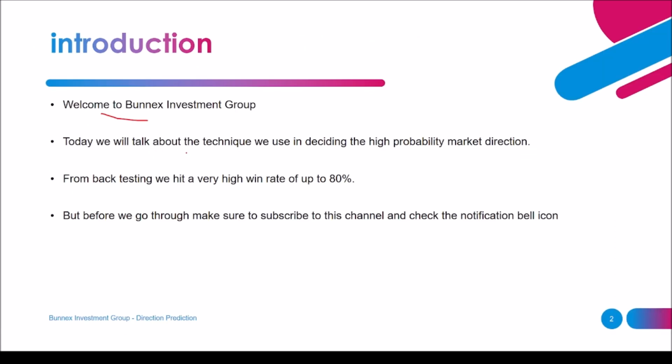Today we will talk about the technique we use in deciding the high probability market direction. This means deciding whether the market will go up or will go down. And from backtesting, we hit a very high win rate of up to 80%, and of course working on probability and over a series of trades.